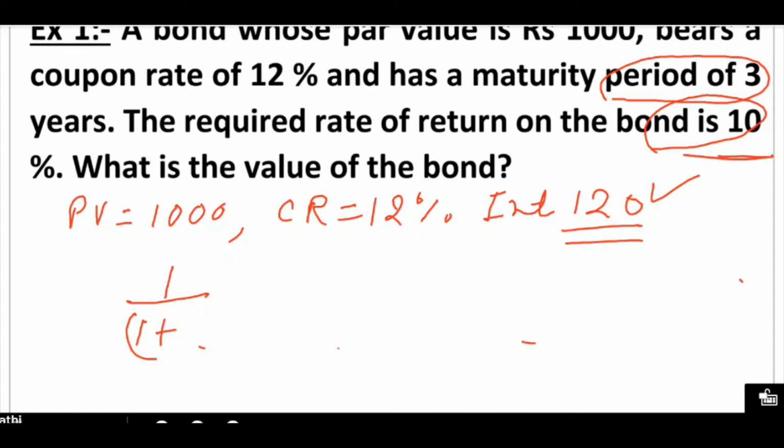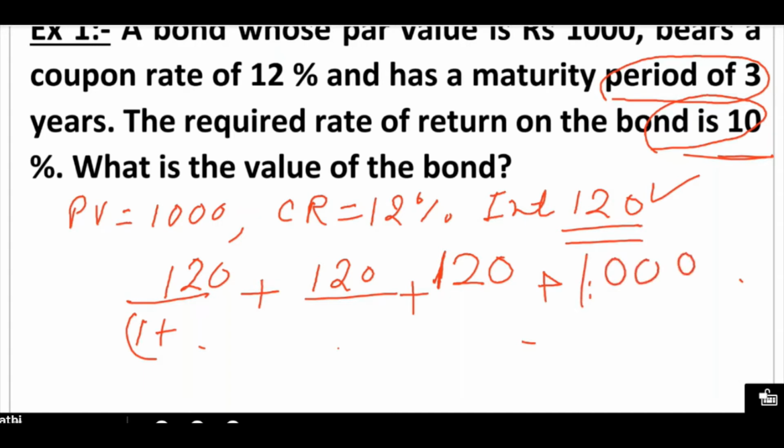So that means in the first year we'll be getting 120 rupees. The second year also we'll be getting 120 rupees, and the third year also 120 rupees. And at the same time, in the third year we'll get our amount back, that is 1000 rupees. Now, what is the discounting factor for the first year?